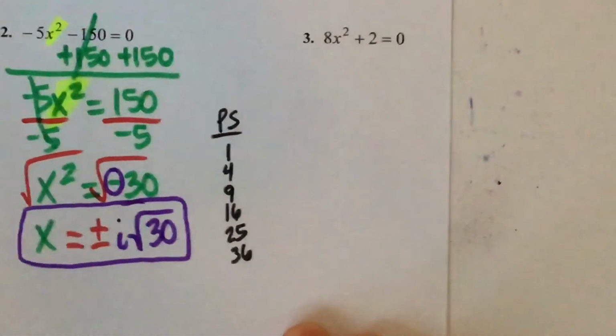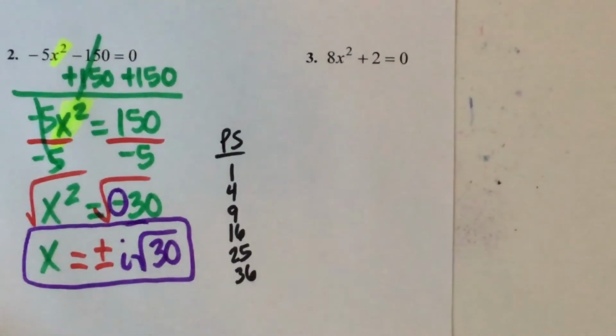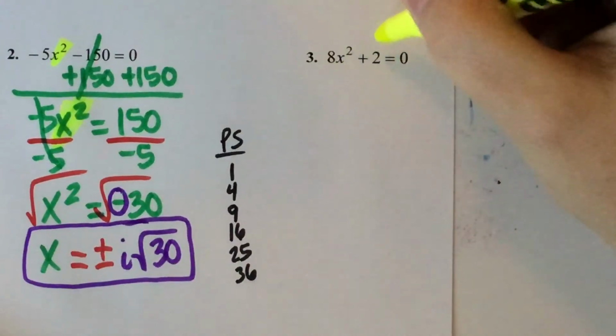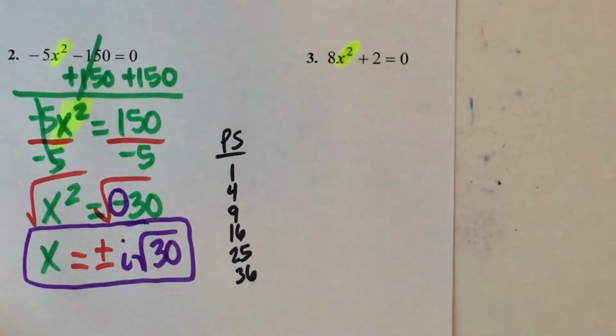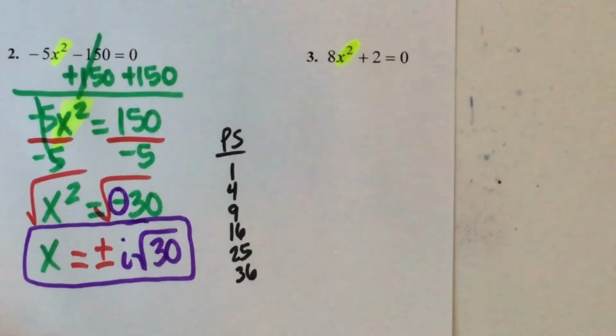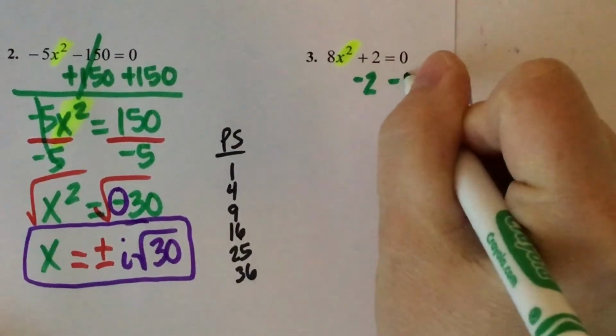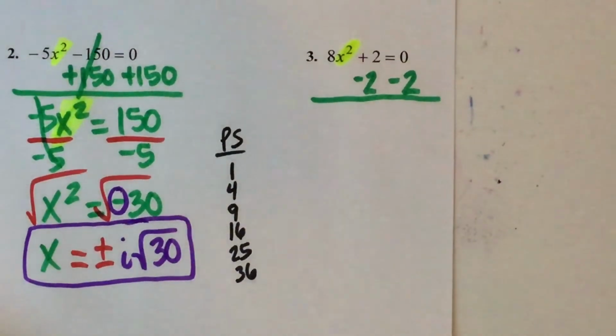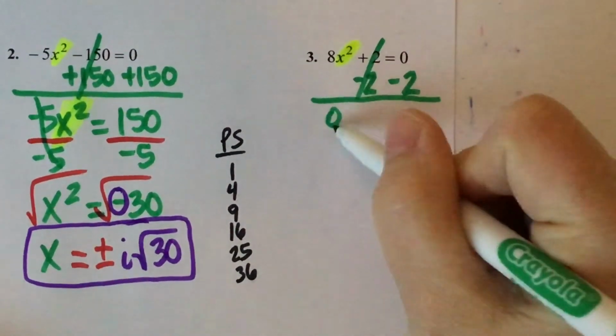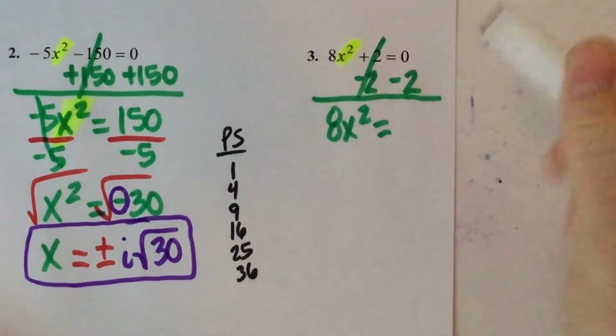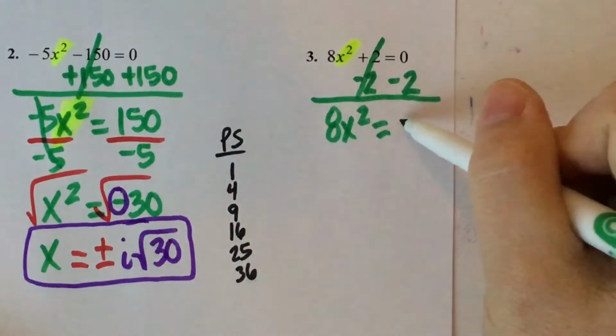All right, example 3. Once again, there's no x, just an x squared and a constant. So my goal is to get x squared by itself. What do we do first this time? Subtract 2. Very good. Get rid of addition with subtraction. The 8x squared drops. The equals drops. 0 minus 2 makes negative 2.